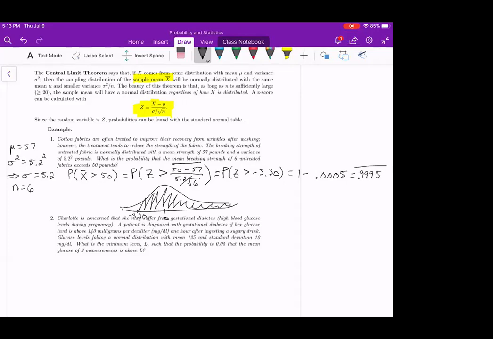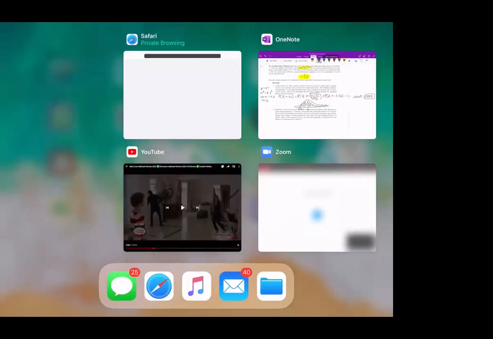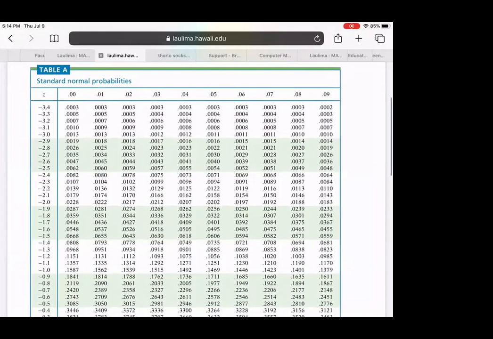0.9995. So if you haven't gotten into the habit just yet of doing a quick sketch of the standard normal, again, I do recommend that you take that step. Let me go to the table in case you forgot how to use the table.